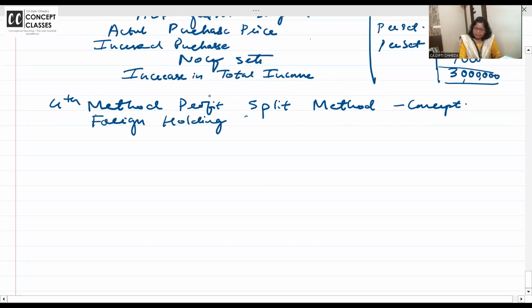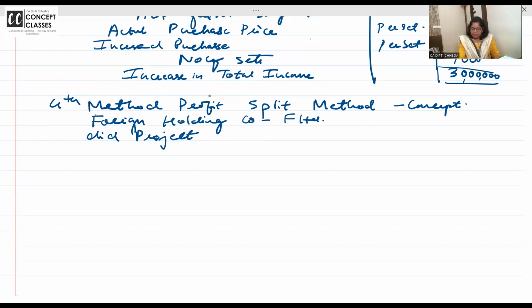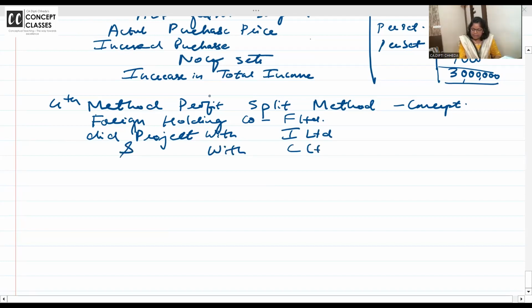फॉरेन होल्डिंग कंपनी है F लिमिटेड. ठीक है. फॉरेन की होल्डिंग कंपनी F लिमिटेड, they did project with I of इंडिया लिमिटेड और एंड विथ C लिमिटेड, कनाडा का है. ये तीनों मिलके कोई प्रोजेक्ट कर रहे हैं. ठीक है, राइट. टोटल, नाउ वी नो द टोटल price they will get.